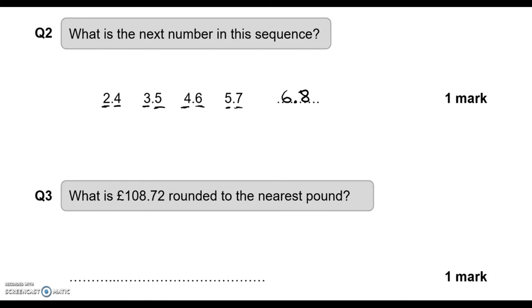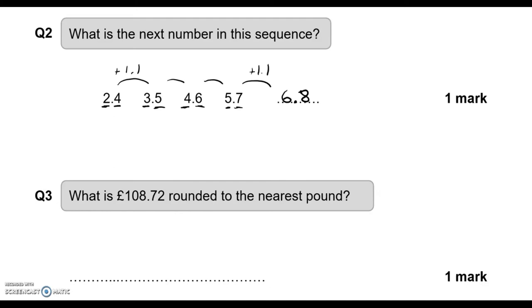Also, you can check what is the difference between 2.4 and 3.5, which is 1.1. So we add in 1.1. Should be the case with this one, and that one as well. So we add in 1.1 to 5.7 to get 6.8.